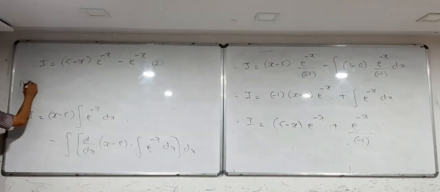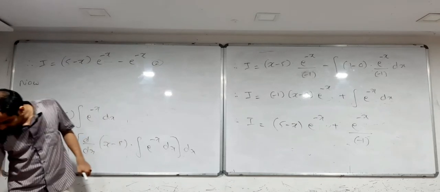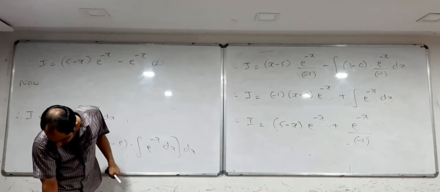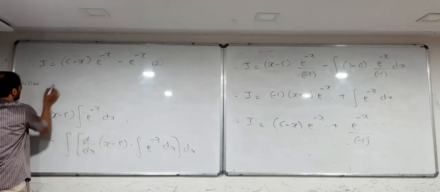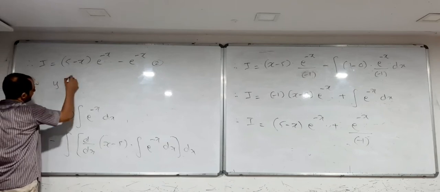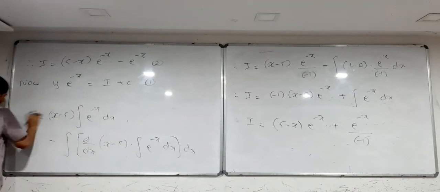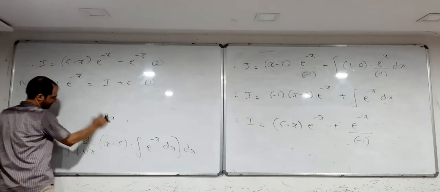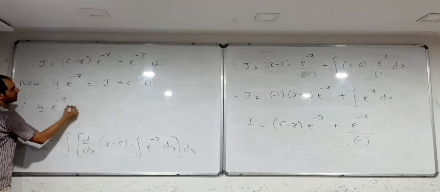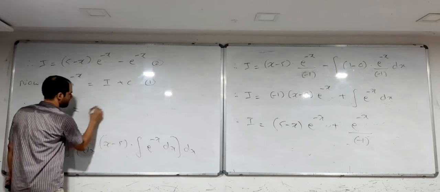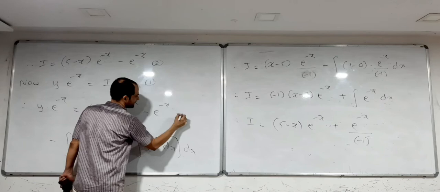1 क्या था? y into integrating factor, I believe इसका integrating factor e raised to minus x था, let me just check. Yes, it was y into e raised to minus x is equal to I plus c. Result number 1. इसमें आप I को substitute करो. Yes, करेंगे. So when I substitute, y into e raised to minus x is 5 minus x into e raised to minus x minus e raised to minus x plus c.